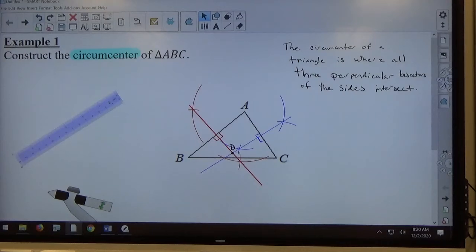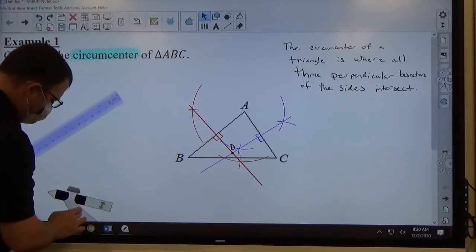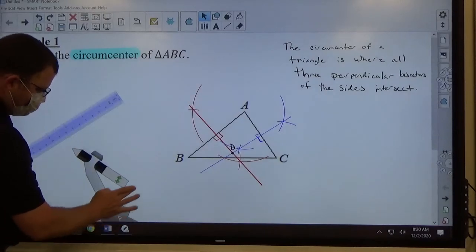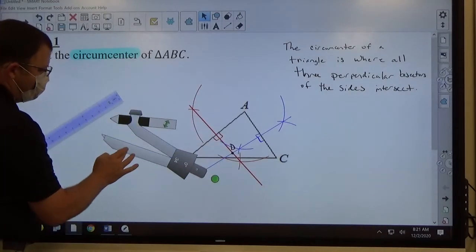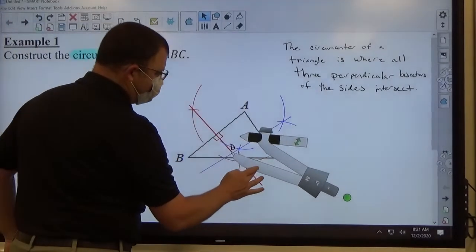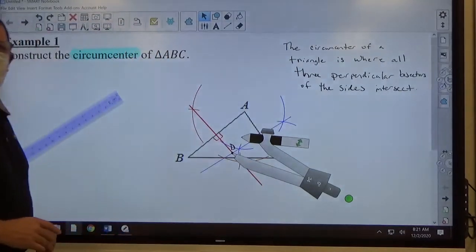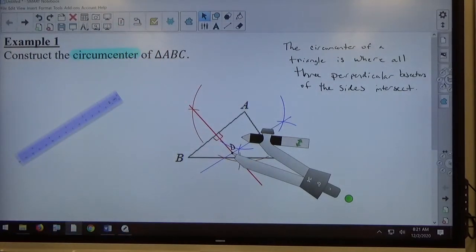Now, the property of a circumcenter is it's the same distance from all the vertices. The verification of this construction, and I'd like you to do this on your homework and any problem involving a circumcenter, just to verify that you've checked your work, is you take your compass, position the point on the circumcenter, and open up to any one of the three vertices, it doesn't matter which one.